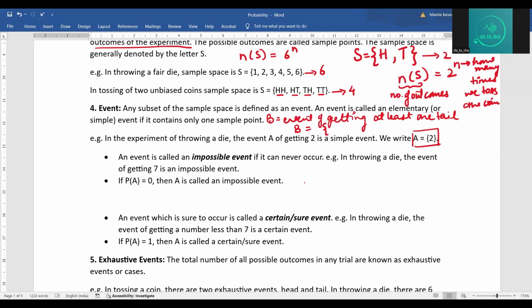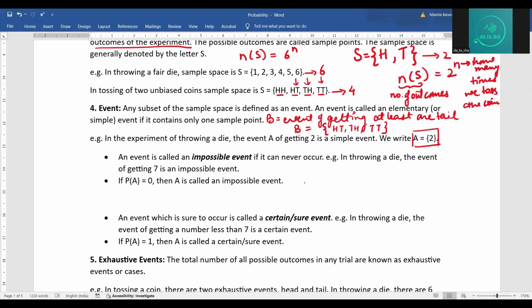What would be my set? It would be HT, TH, TT, because I'm talking about at least one tail. So it would be HT, TH, and TT. So I will get three elements here. So obviously it is a subset of my sample space.